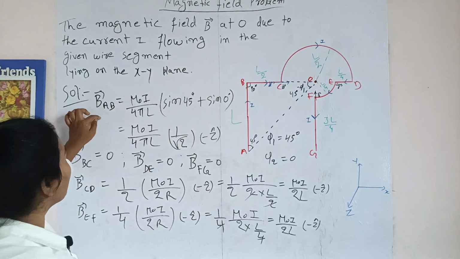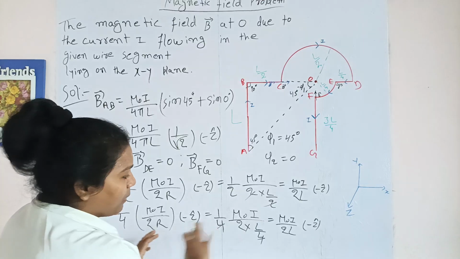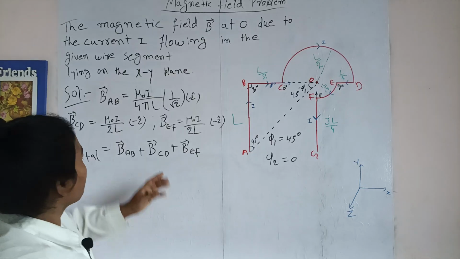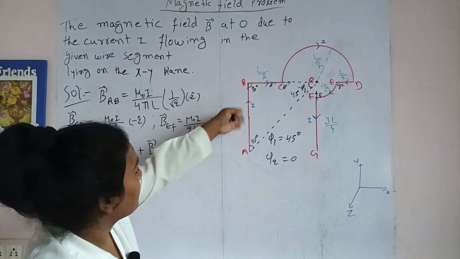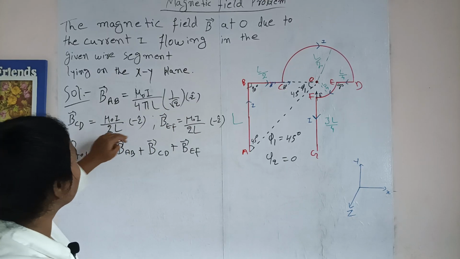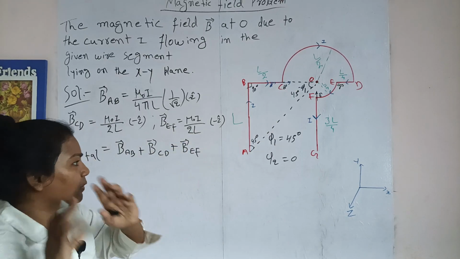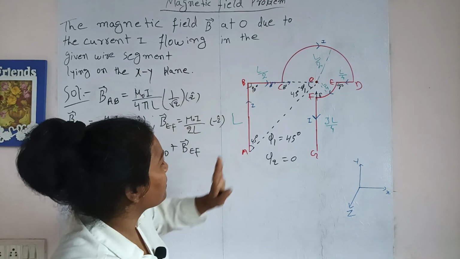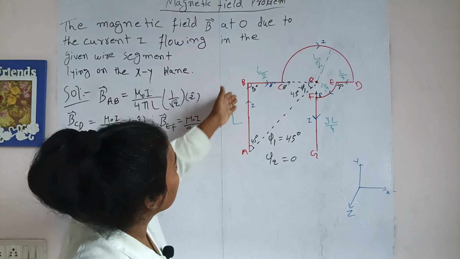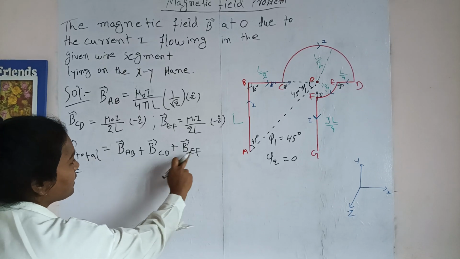Now we got the field due to all the parts individually. We'll add them now part-wise to get the final result. Pause it. The field due to AB at O, we got this result, and the field due to BCD at O, we got this result, and the field due to EF at O, we got this result. Now for the total field, we will add up all the segments individually. Since BC, DE and FG have field 0 at O, the three remaining things we need to add. B total is equal to B AB plus B BCD plus B EF.